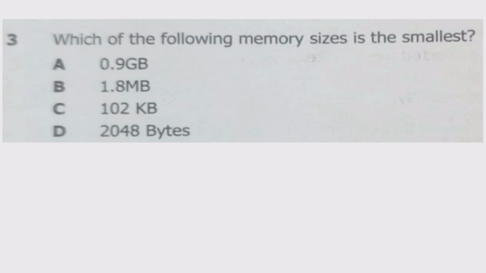Which of the following memory sizes is the smallest? We have A, which is 0.9 GB, B, 1.8 MB, C, 102 kilobytes, D, 2048 bytes. For us to determine the correct answer, we need to convert these memory sizes into one unit. All of them should be in one unit.